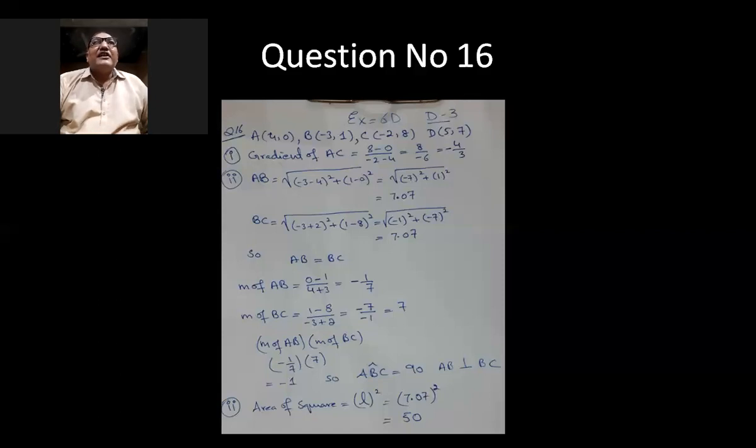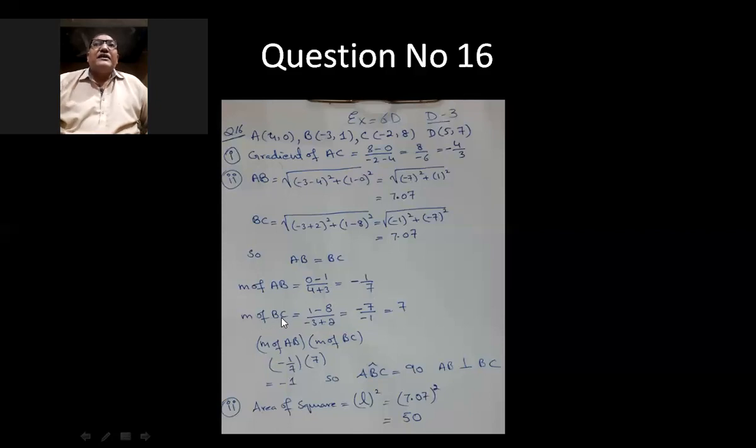So find the gradient of the AB, applying the gradient formula on the A and B points. The gradient formula is y2 minus y1 divided by x2 minus x1. So 0 minus 1 divided by 4 minus 3, so it becomes 4 plus 3. So 0 minus 1 is -1 divided by 7. So the gradient of the AB is -1/7.